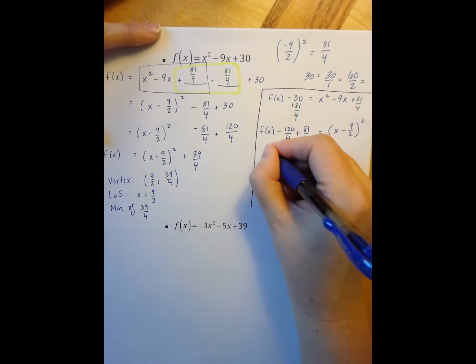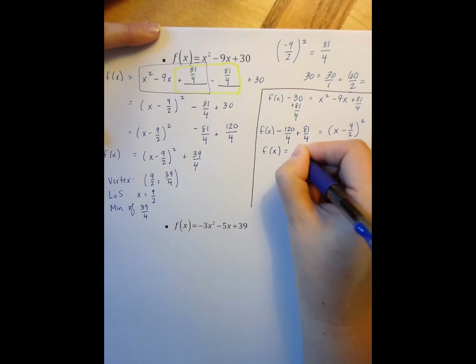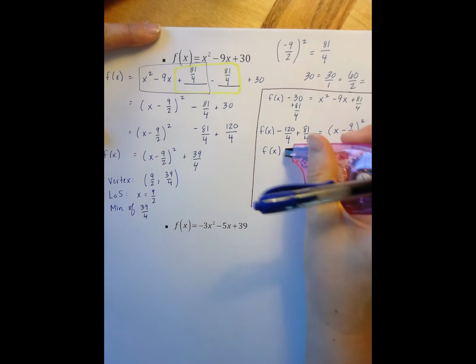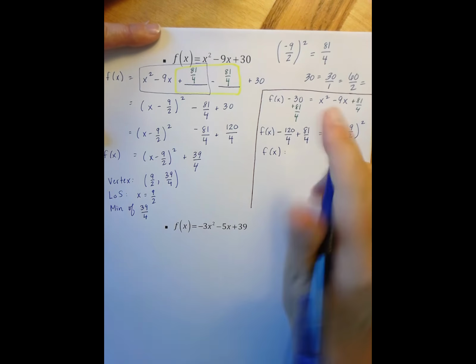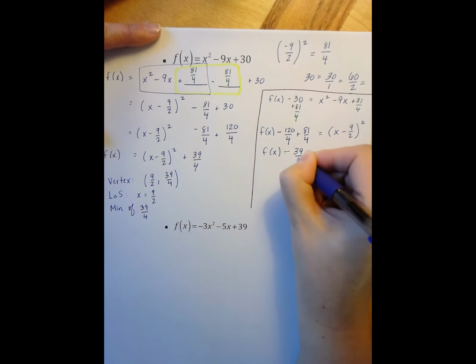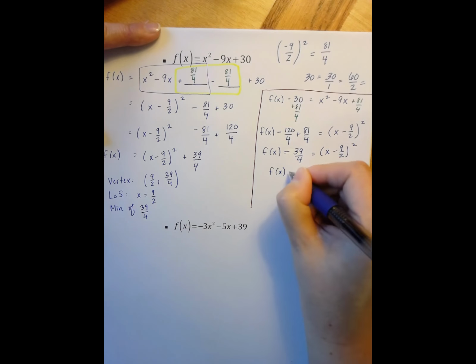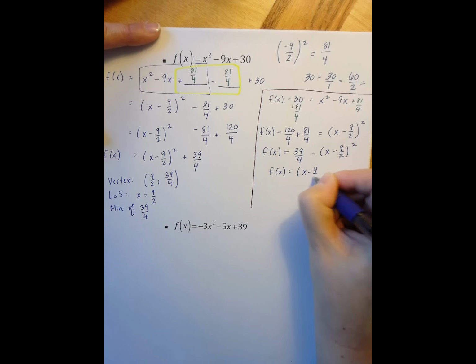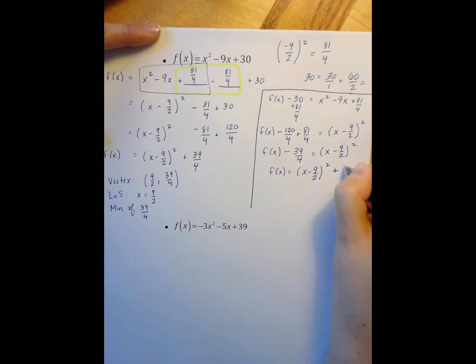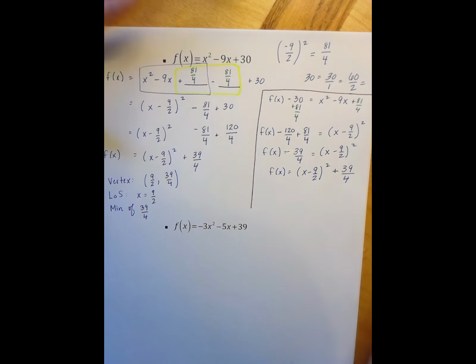And then I can simplify this as negative 39 over 4, which means when I move it to the right-hand side, I get the exact same answer as I got in the first method.